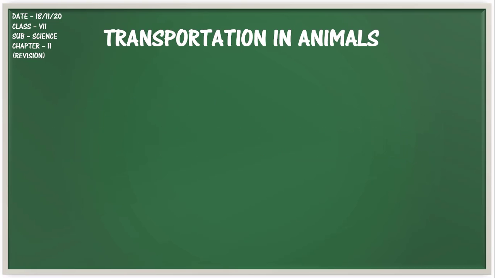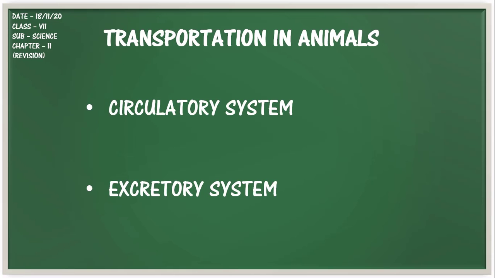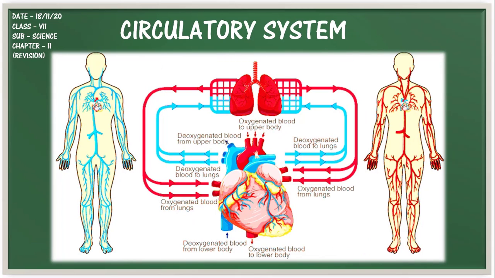Transportation in animals is the combined effort of the circulatory system and the excretory system. Circulatory system. Circulatory system or blood circulatory system is the main transport system in human beings and animals. It makes food, water and oxygen available to every part of the body and helps in removing waste material such as urea, carbon dioxide, etc.